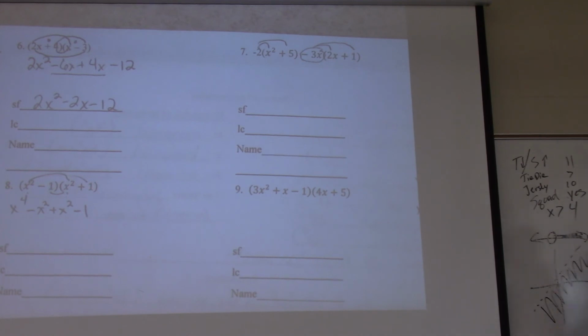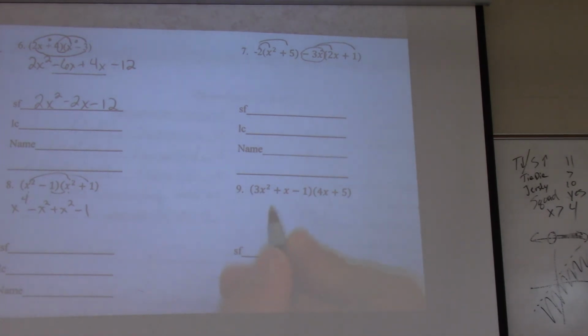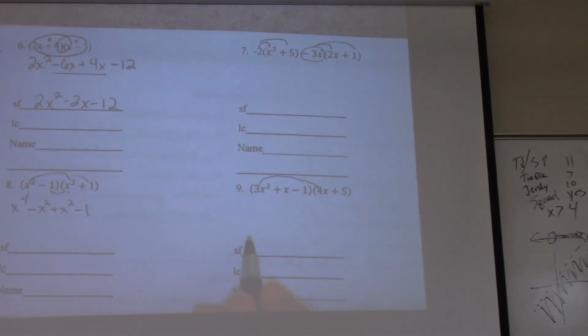What do I do on number 9? FOIL. Now, it's a little more than FOIL because there's 3 terms. There's a trinomial times a binomial. So really it's distribution. But it's the same concept as FOIL. We multiply every term by every other term. So let's start working this together. What's 3x squared times 4x? 12x to the 3rd.